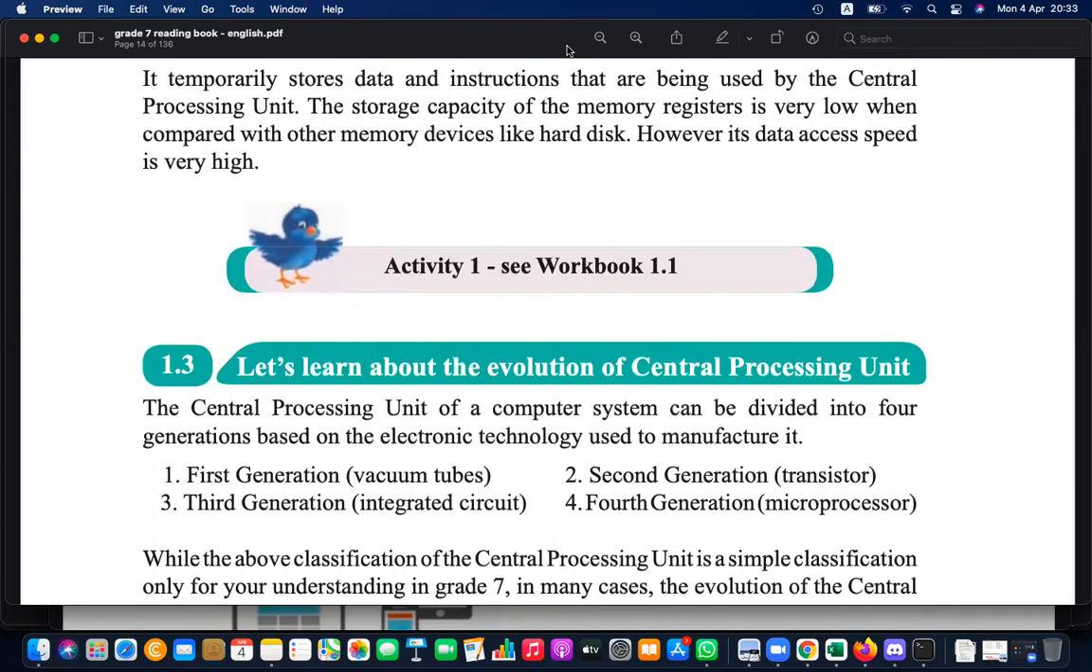Okay, so let's remember the things. From generation 1 to generation 4, what has happened to the size? Let's write a summary. Gen 1, Gen 2, Generation 3, Generation 4, and Generation 5. Can you tell me what has happened to the size of the computer? Increased or decreased? Decreased. Size was decreased.